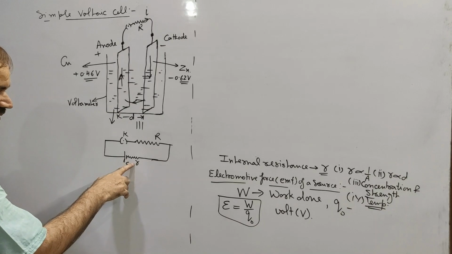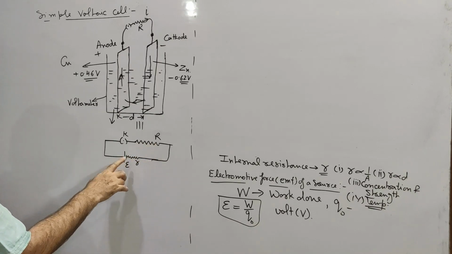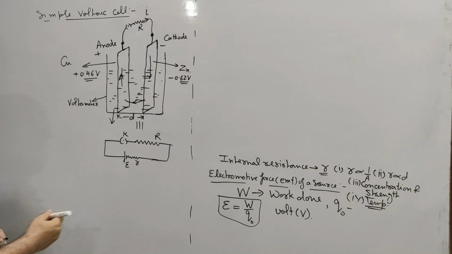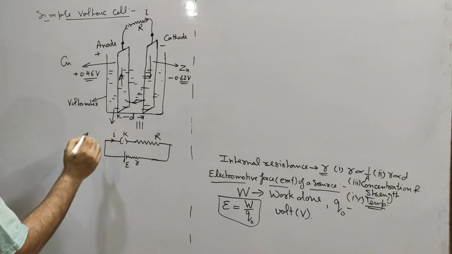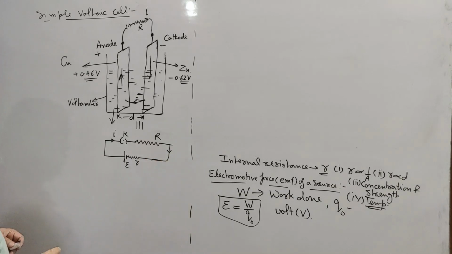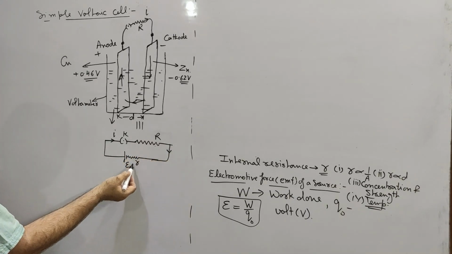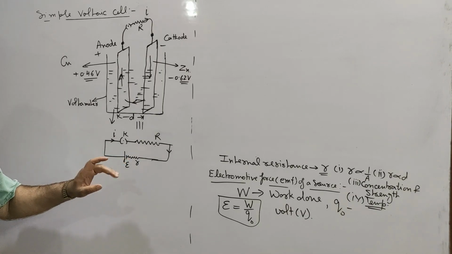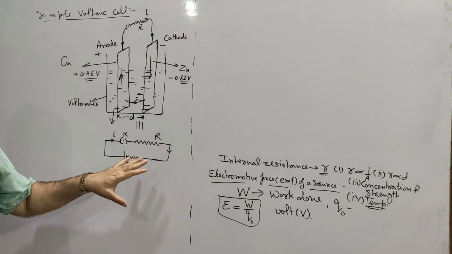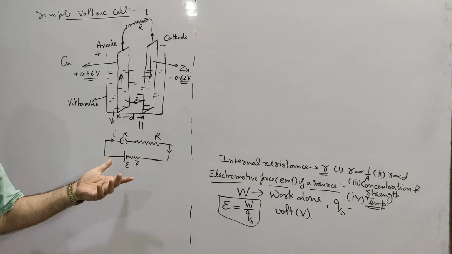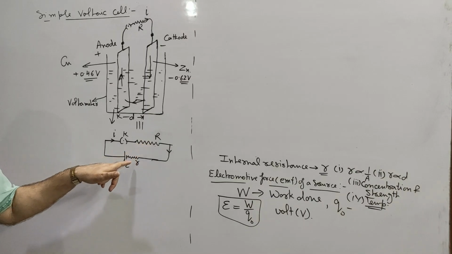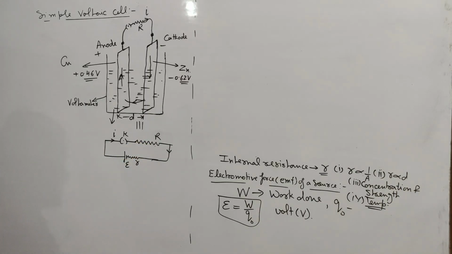It is taken to be connected in series with capital R, because when the cell will provide a current I to the circuit, then current through capital R as well as through small r will remain the same. And we know that in series combination of resistors, current remains the same. So external as well as internal resistance will always be taken to be connected in series with each other.